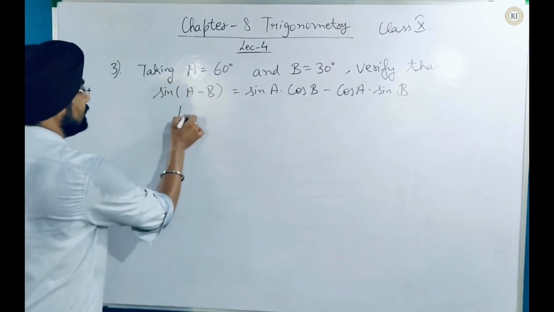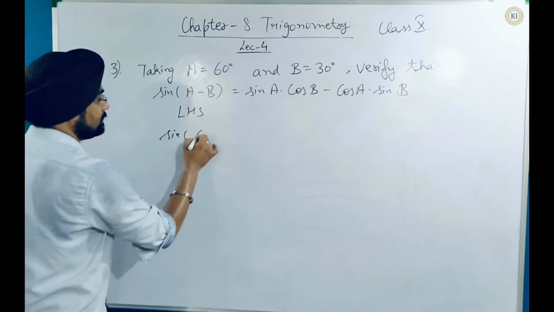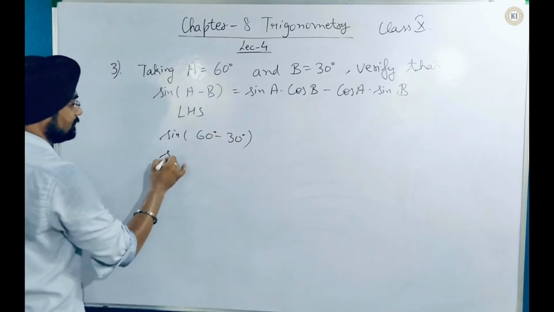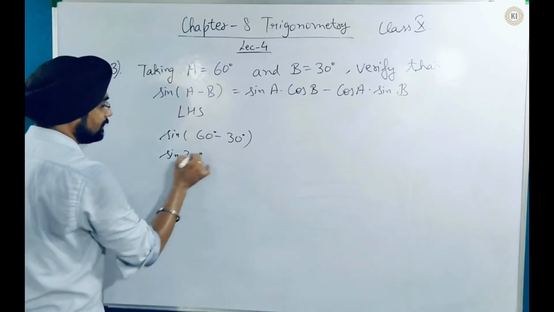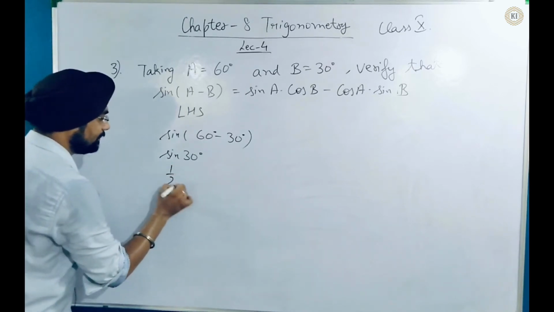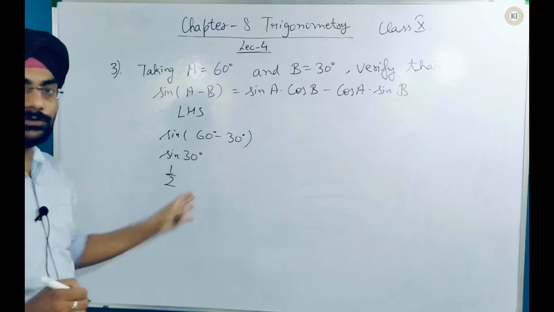So first we take here LHS. Sine(A minus B), A is 60 minus B is 30. So 60 minus 30, so sine 30 degree. So value of sine 30 degree will be 1 by 2. Now we have to prove RHS is equal to 1 by 2.